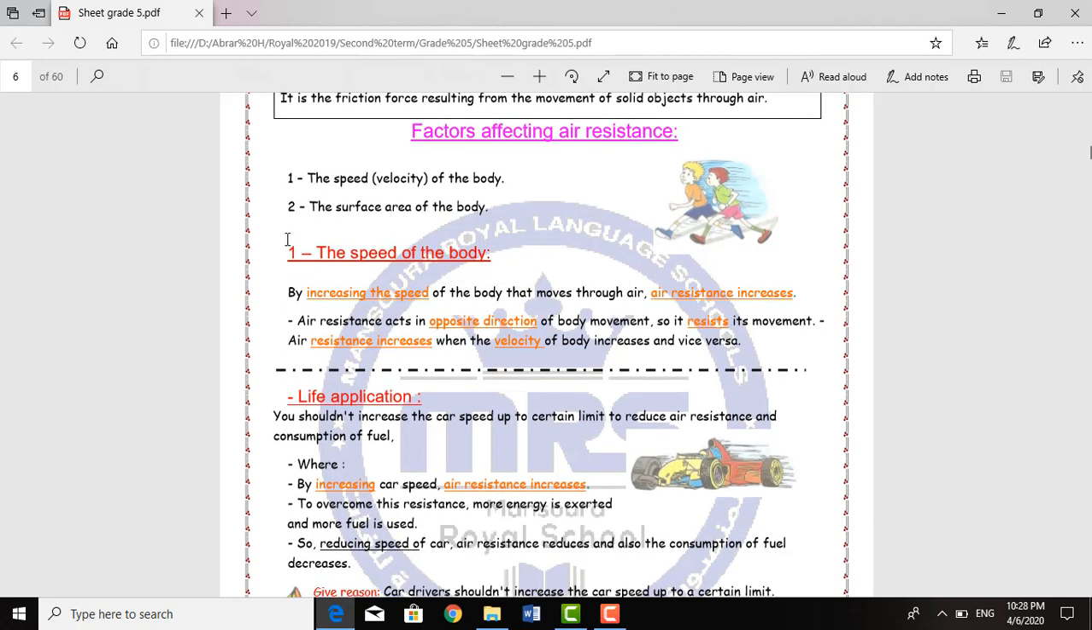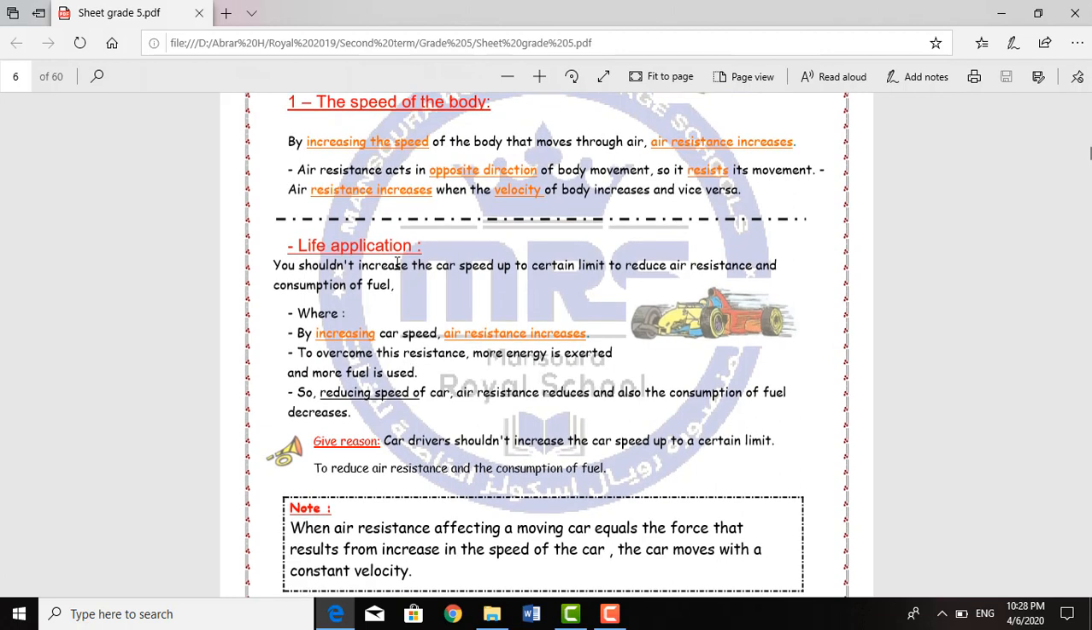Number one, the speed of the body. By increasing the speed of the body that moves through air, the air resistance increases, and by decreasing the speed of the body that moves through air, the air resistance decreases. So this relation is called a direct relation. Air resistance is a type of friction, so it also acts in the opposite direction of the body movement. So it resists its movement.